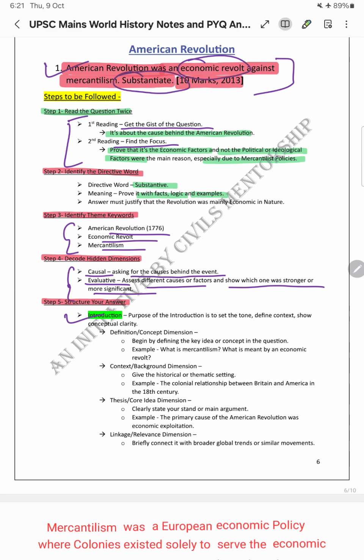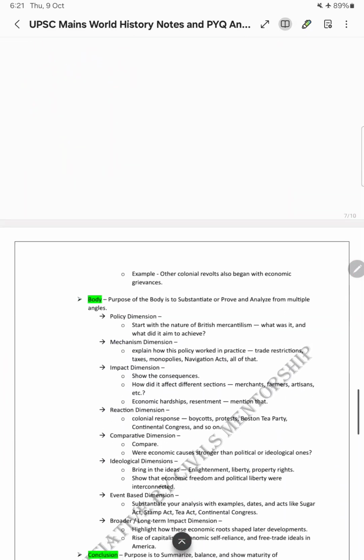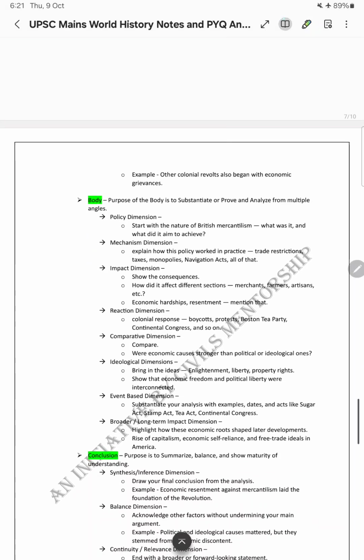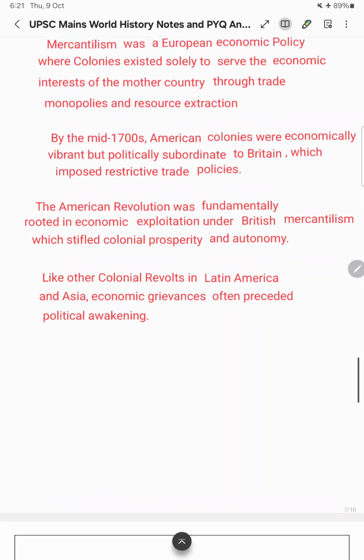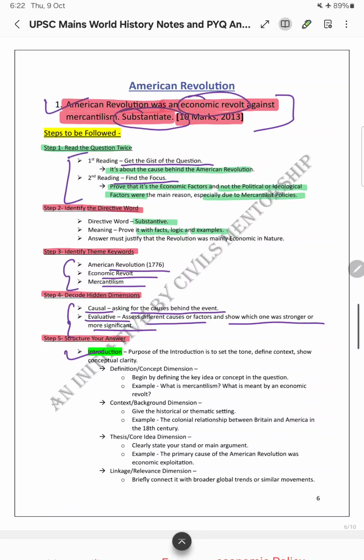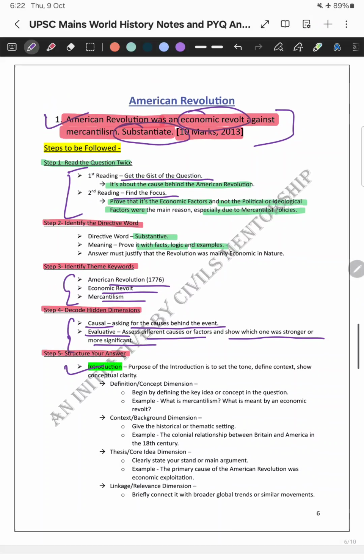We have. The next one we have is body. And the third one we have is conclusion. So a good answer should have all these three parts: introduction, body and conclusion. But within each part also, there are specific dimensions you need to cover.